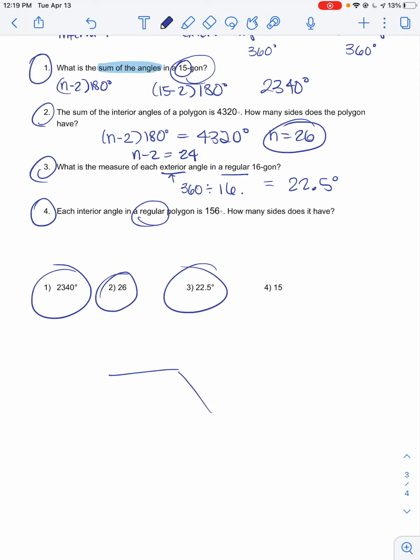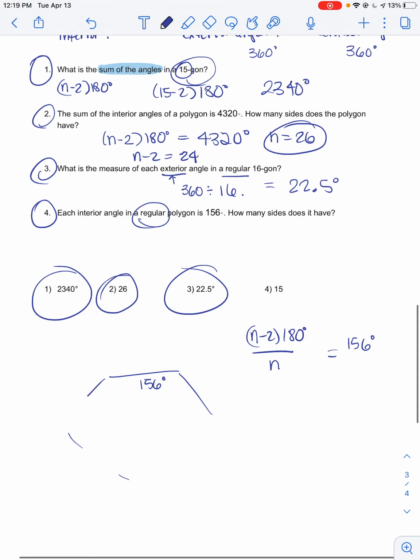If each interior angle is 156 degrees, one way to approach this problem is to say that n minus 2 times 180, that's the sum of the interior angles, divided by n, will give me 156. So that's certainly one way to approach it, and you can solve that equation and get the right answer. I think that's a little long, though, and I'd like to show you a trick. There is one other way to do this.